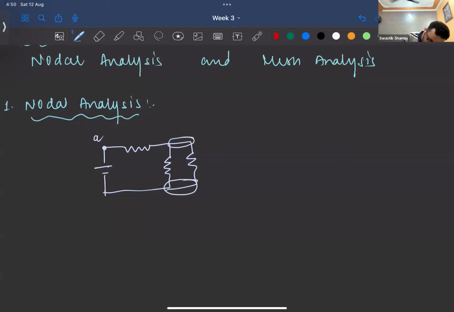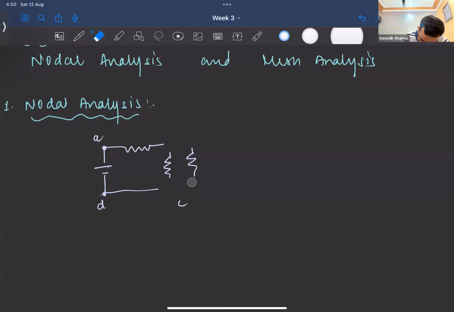And these two nodes are connected to each other. This is also a node. So this is one node, and this is the third node, and this is the fourth node. In totality there are four nodes, but we won't denote them as a single node. We'll say that this is also a node.